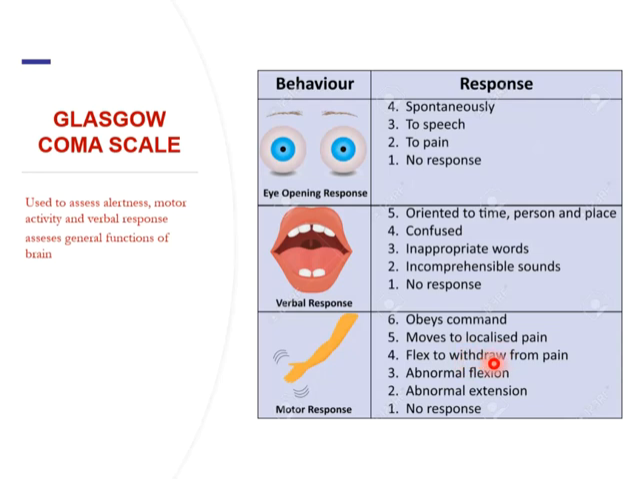If they flex their arms or legs in response to the stimulus, it is a score of 4. If the whole position of the body is an abnormal flexion, the decorticate or decerebrate position, then there is a score of 3. If there is abnormal extension, then the score is 2.